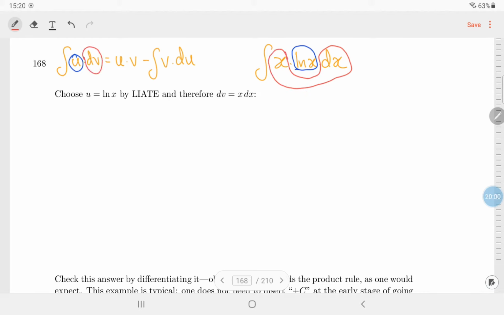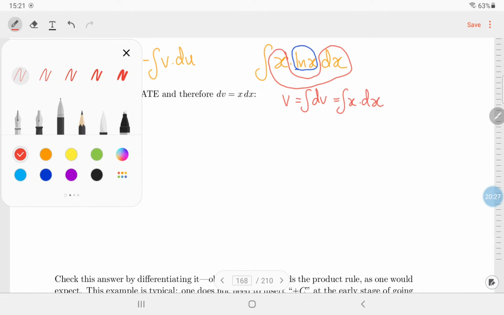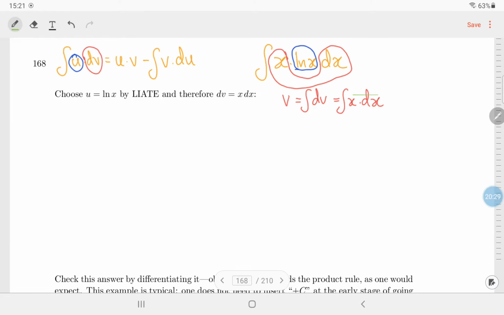Okay. Now look at the formula. So we need to have u. We have u, it's log of x. How about v? So how did we get v? Well, we said v was the... Now here, I could say antiderivative or integral. It works either way, really. So what's dv is x dx. Now, how do we antidifferentiate x dx? It kind of is in the tables. You just have to recognize that x is x to the power of 1.